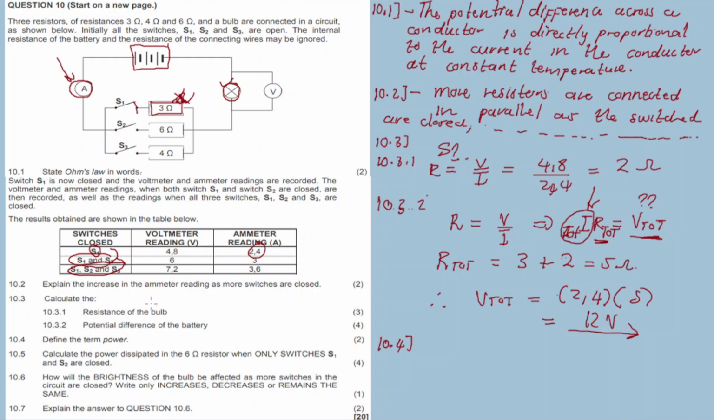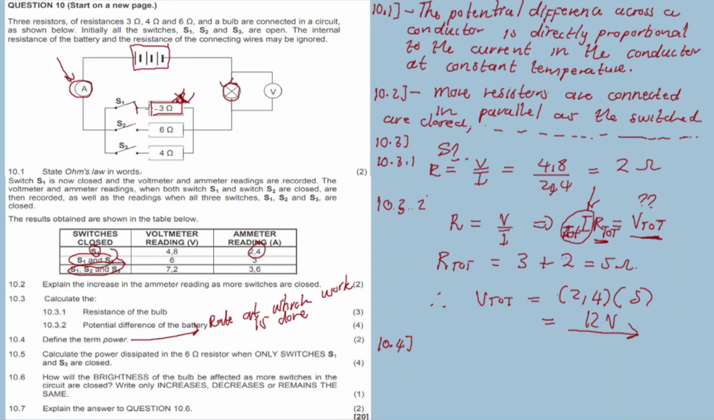Like this one. Where's the term? Rate at which work is done. Rate at which work is done in the circuit, right? And some charges move around the circuit.